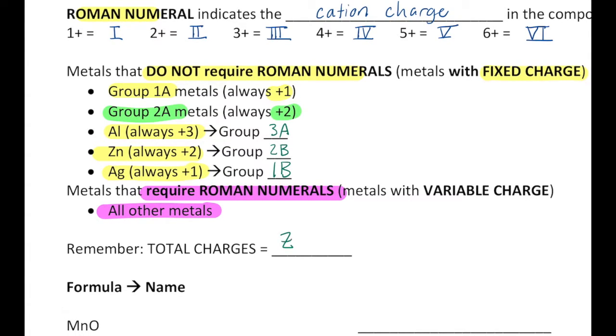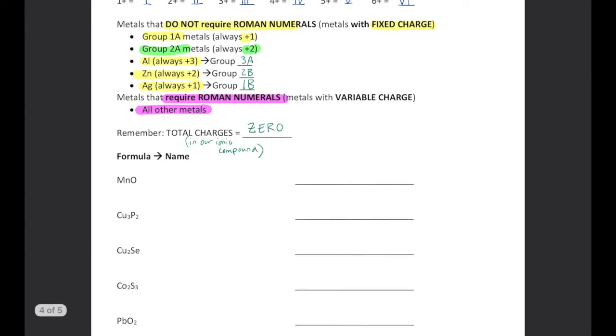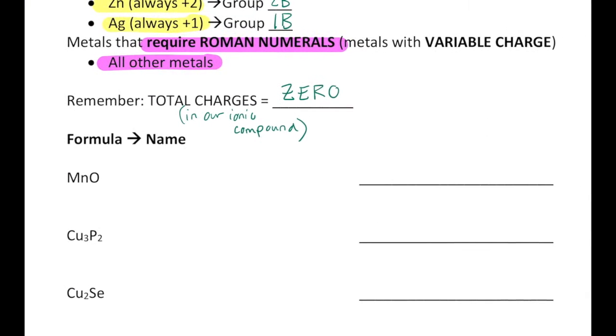We're going to learn how to figure out what Roman numeral it is, but just remember that your total number of charges always has to equal 0 in your ionic compounds. When you write out that ionic compound formula, they have to equal 0. When you look at a formula, those charges better add up to 0 or someone wrote it out wrong. So first of all, let's just try to learn where these Roman numerals come from by looking at an ionic formula and then trying to tell the name of that.